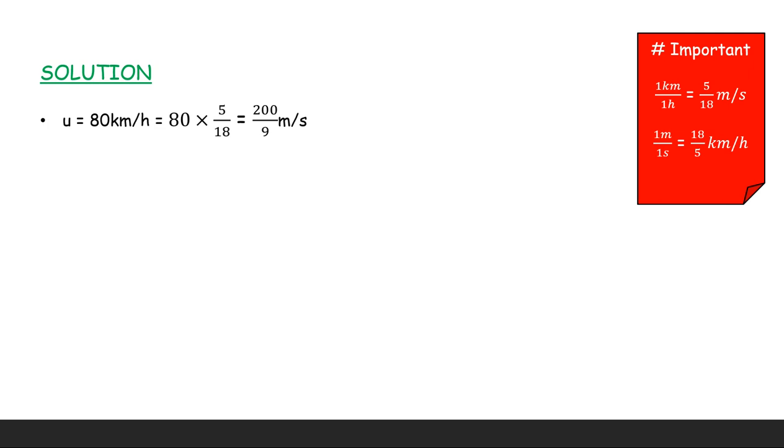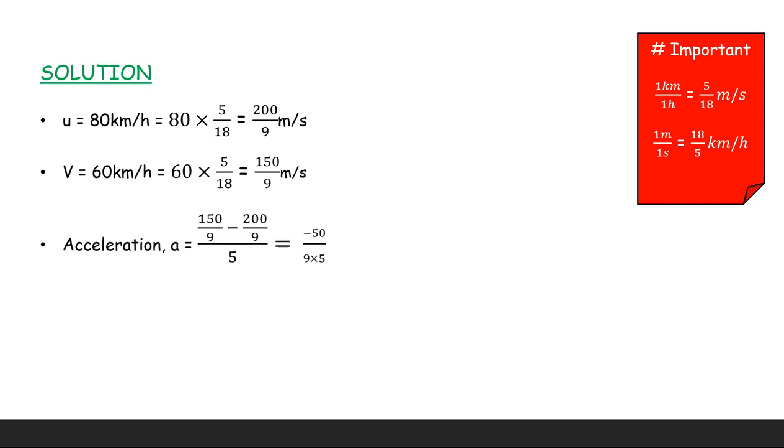Let us see the solution now, and here this is important. We have our initial velocity and final velocity in kilometer per hour, so we are going to change it to meter per second. My initial velocity on converting to meter per second gives 200 by 9, and my final velocity on converting gives 150 by 9. I know that acceleration is v minus u by t. On doing it, I get my acceleration to be minus 1.5 meter per second square. So this says that the bus has applied brake. I hope you understand this.